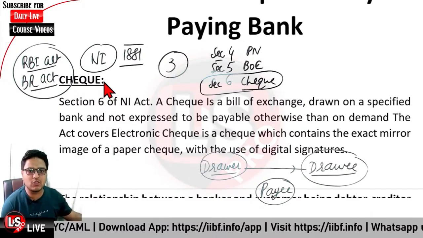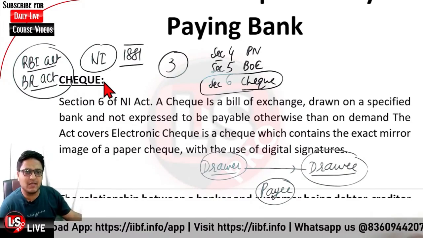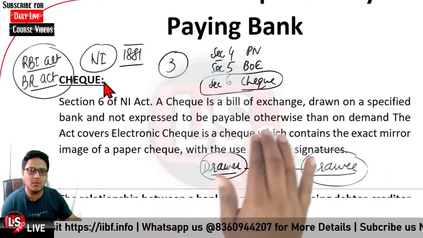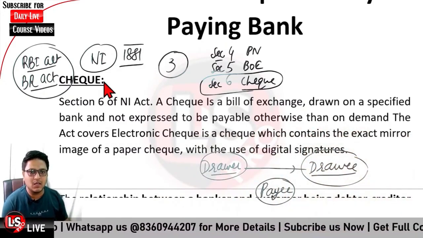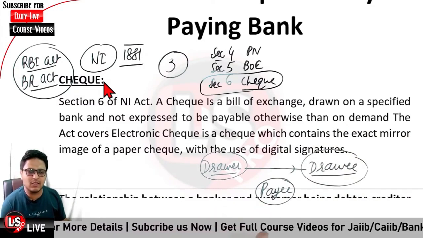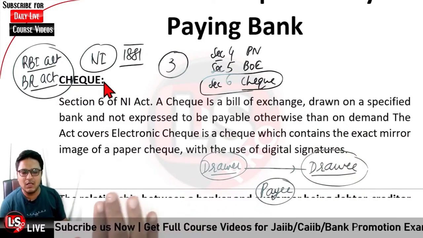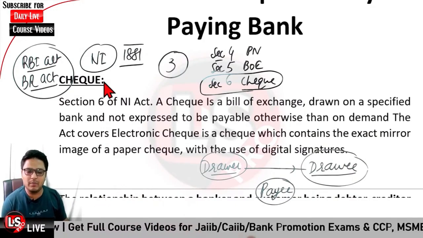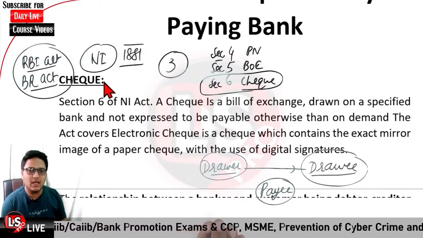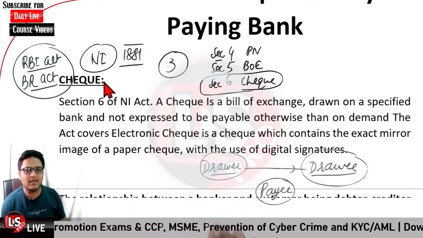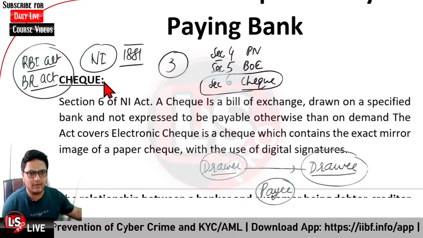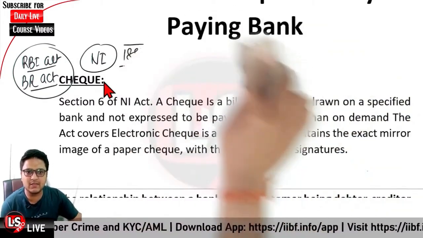Section 6 of the Negotiable Instrument Act defines a check as a bill of exchange which is drawn on a specified bank and not expressed to be payable other than on demand. Further, the act covers electronic checks also. Once the Information Technology Act came into the picture, the CTS system, the Check Truncation System, became available, due to which electronic checks are also available, and the Negotiable Instrument Act was also modified.